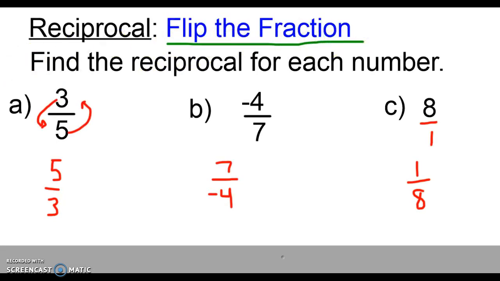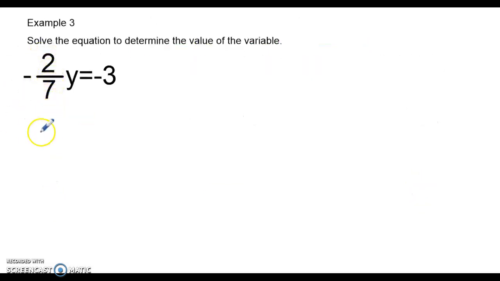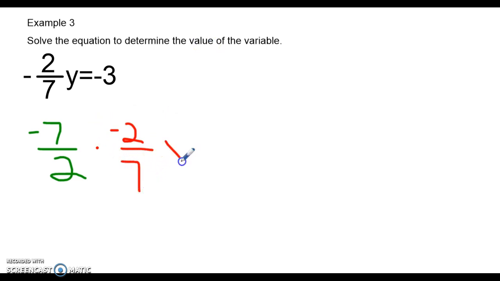Okay? So come on back here. Let's flip this fraction. If we flip this fraction, it's basically negative 7 over 2, times negative 2 over 7y equals negative 3. And then what you do to one side, you've got to do to the other, right? So, negative 7 over 2. The green is what we did to both sides.